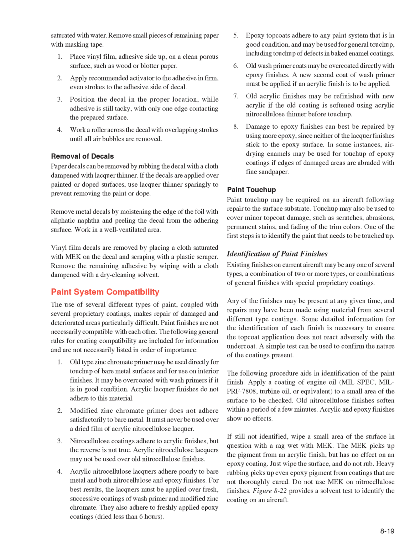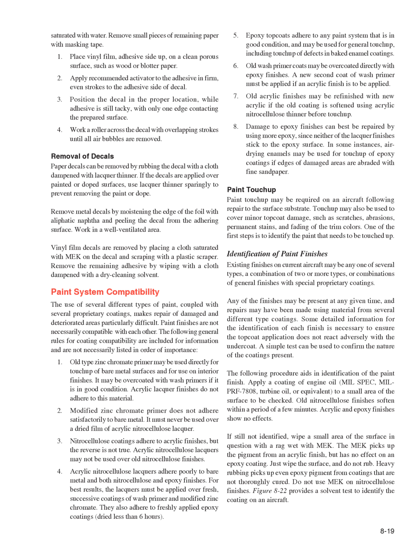Removal of decals. Paper decals can be removed by rubbing the decal with a cloth dampened with lacquer thinner. If the decals are applied over painted or doped surfaces, use lacquer thinner sparingly to prevent removing the paint or dope. Remove metal decals by moistening the edge of the foil with aliphatic naphtha and peeling the decal from the adhering surface. Work in a well-ventilated area.